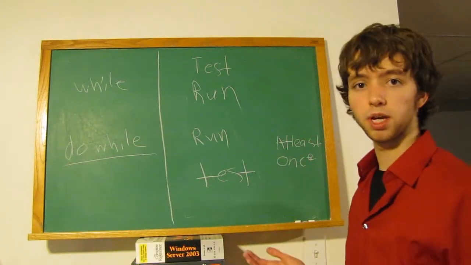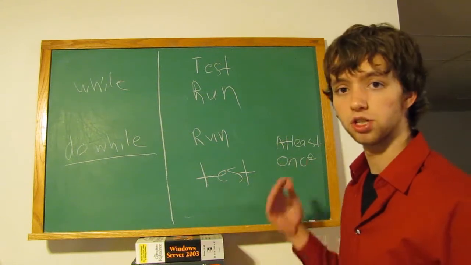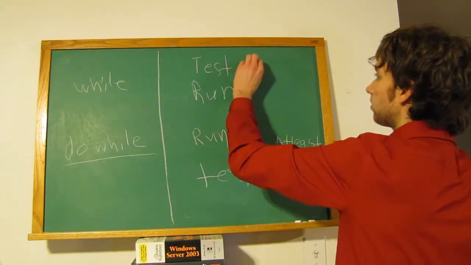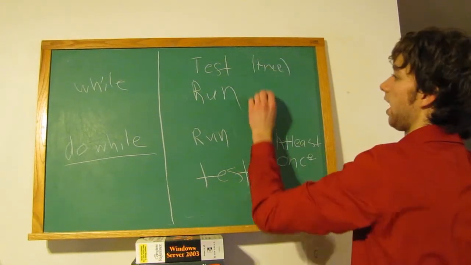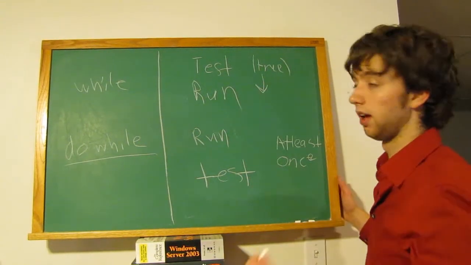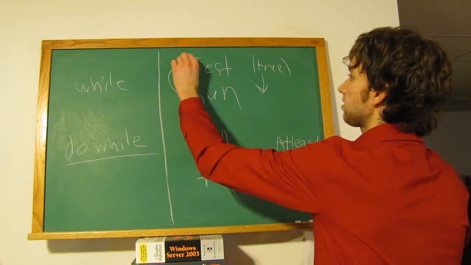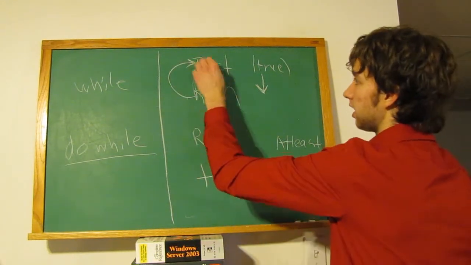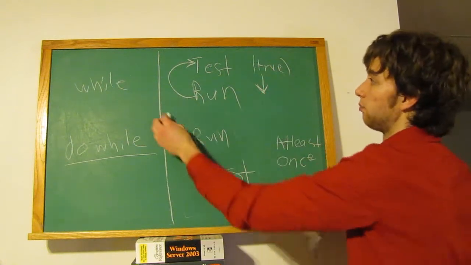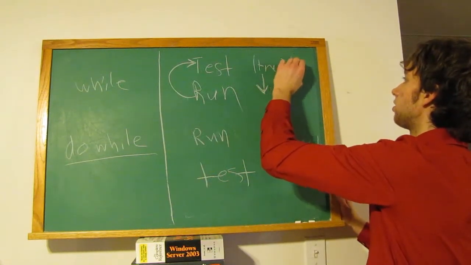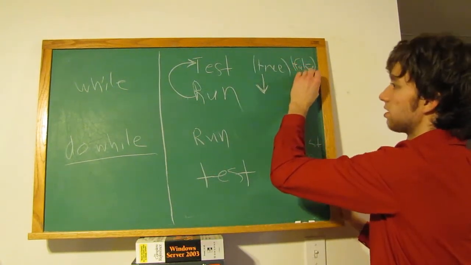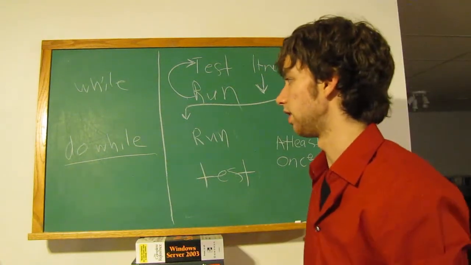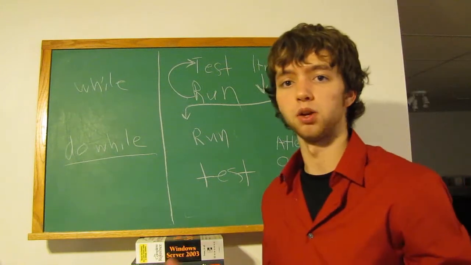If you only want it to be executed if the condition or the test is successful, basically if it's true, then we'll move on to the run. And then after that, we'll go back to the test. If it's true, then we'll go to the run. Back to the test, true, then to the run. Back to the test, oh, it's false. Well, then we're going to skip the run and just go on with the program. So that's the basis of a do while loop and a while loop.